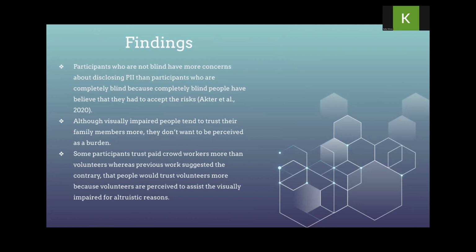And some participants trusted paid crowd workers more than volunteers, whereas previous work suggested the contrary, that people would trust volunteers more because volunteers are perceived to assist the visually impaired for altruistic reasons. The reason people trusted paid crowd workers more is because they are trained professionals, whereas volunteers are not trained. Paid crowd workers also have a contract where they have to maintain the privacy of the person they're assisting, and that doesn't really happen with volunteers.